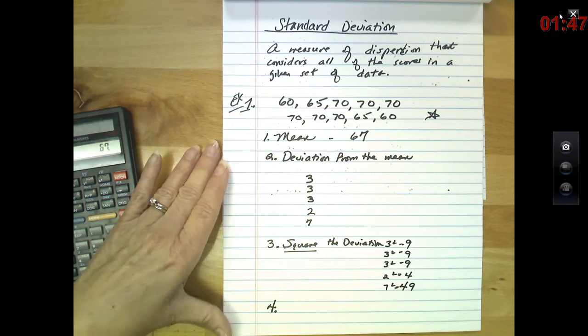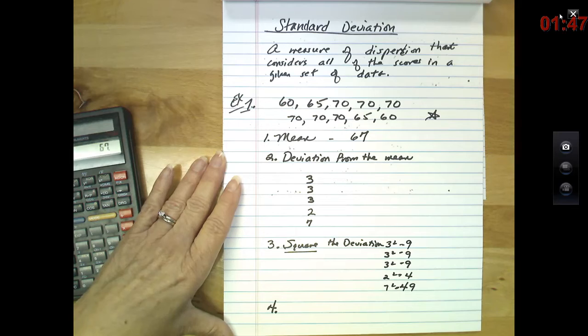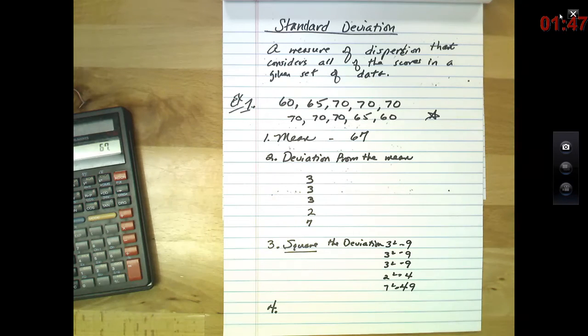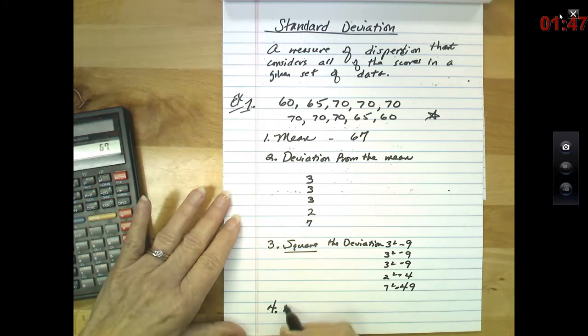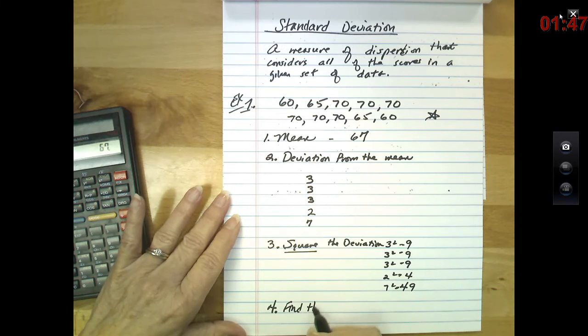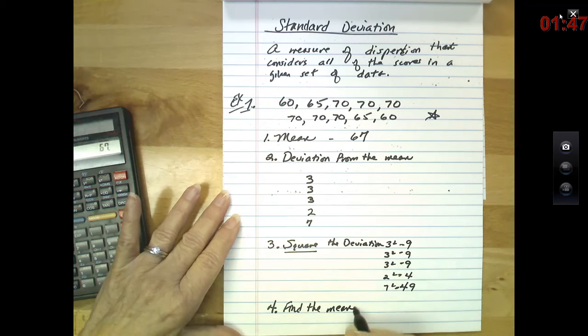Fourth thing you do is find the mean of these numbers here. Okay. And I believe it's called the variance. Okay. Then find the mean of the squared deviation. That is called the variation.